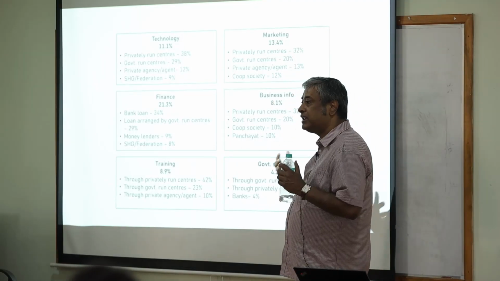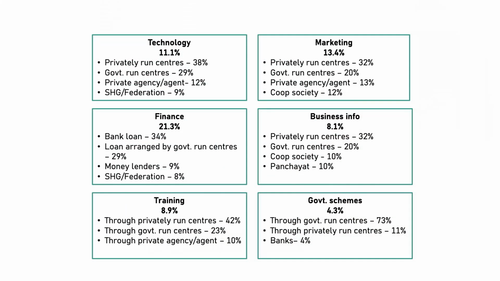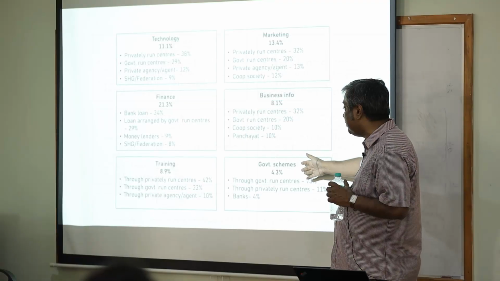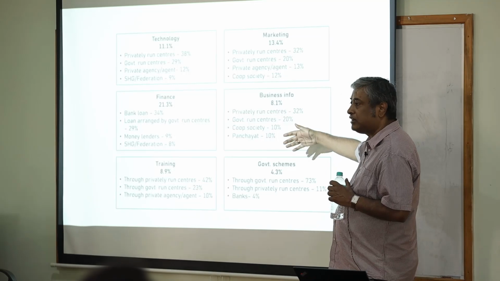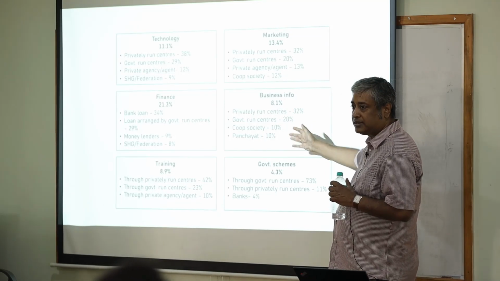Look at the access. The government keeps on saying that we have so many schemes for entrepreneurs. But government schemes reaching rural entrepreneurs is only 4.3%. That's all. This includes all the schemes like Mudra and all the flagship schemes that government has for loans. And if you look at a lot of this, it's private agencies and non-government players who are giving them this access.